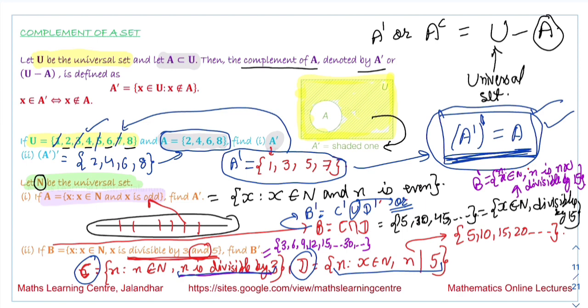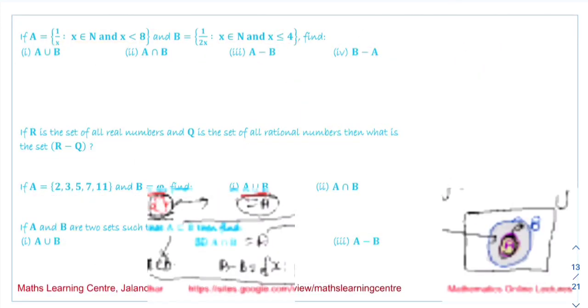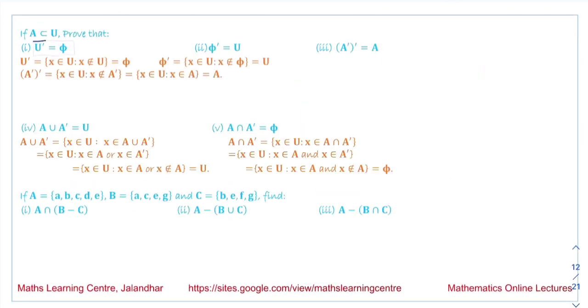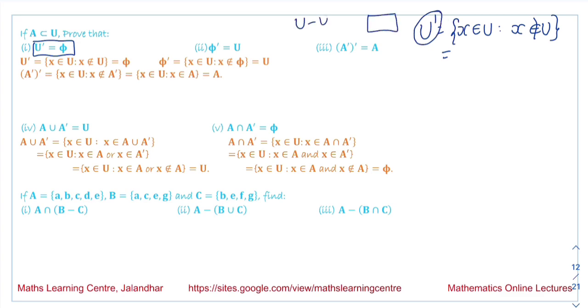Now next we have, if A is a subset of U, U is the universal set over here, we have to prove that the complement of U is equal to phi. So what will be the complement of U? We are saying those x belongs to U such that x is not an element of U. So we know that when we are talking about the universal set and the complement, it is U minus U. It means those elements of U which are not present in U, and that set is basically phi.